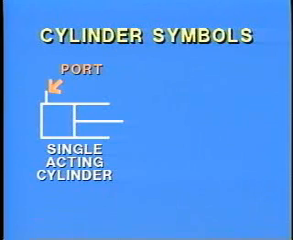If the cylinder is single acting, there is only 1 port shown on the symbol. The port is shown on the end of the cylinder that receives pressurized fluid, and the opposite end of the cylinder is left open.